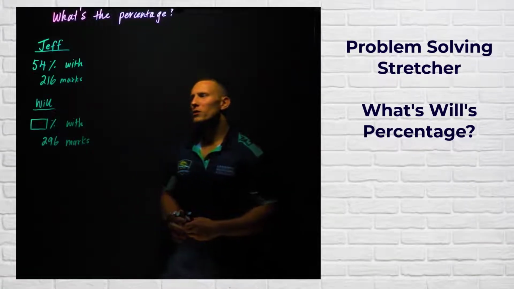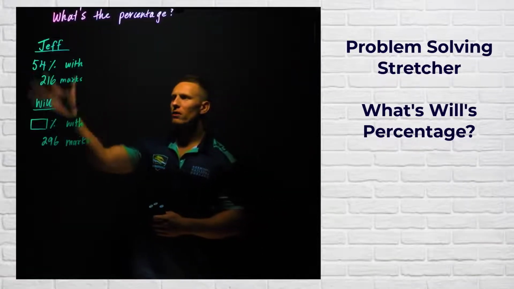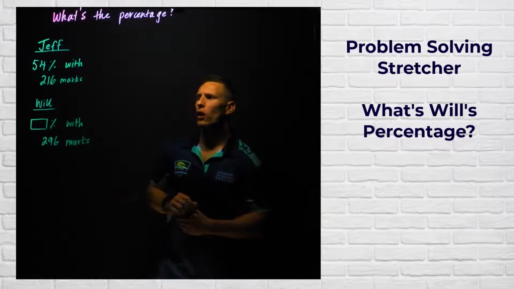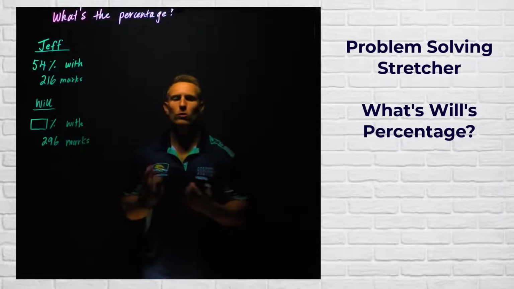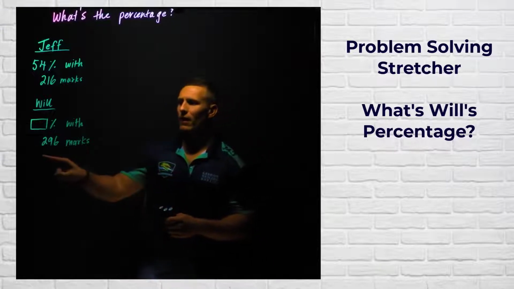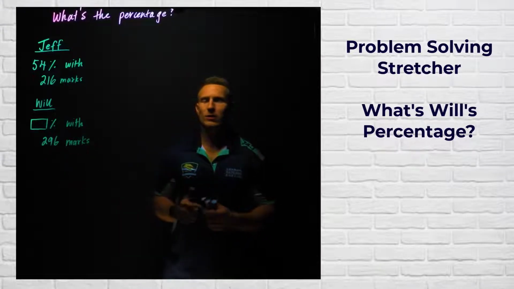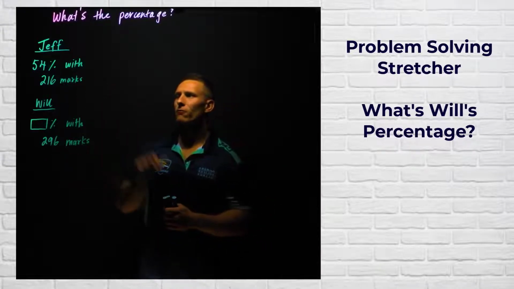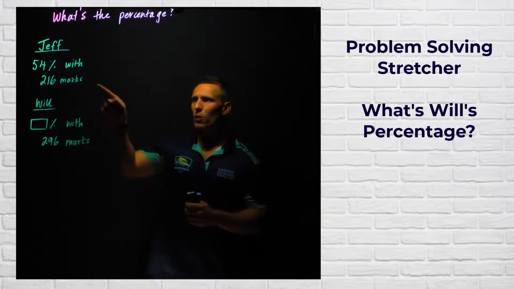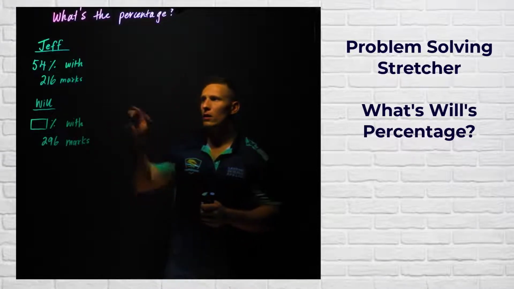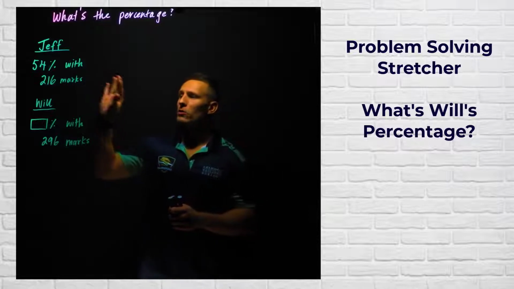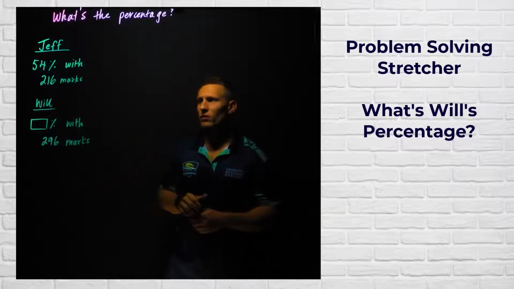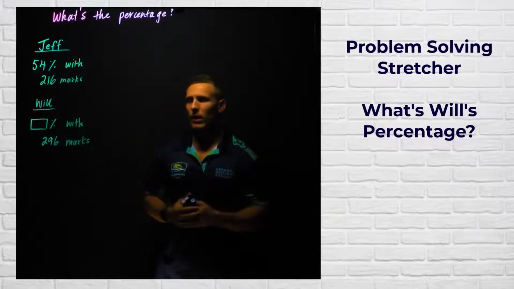Okay, so what we're trying to do in this problem is, using the information we've been given, work out what percentage Will got if he obtained 296 marks. We're told that Jeff got 54% on his exam with 216 marks. It's a very big exam. So we're going to solve this problem using algebraic techniques.